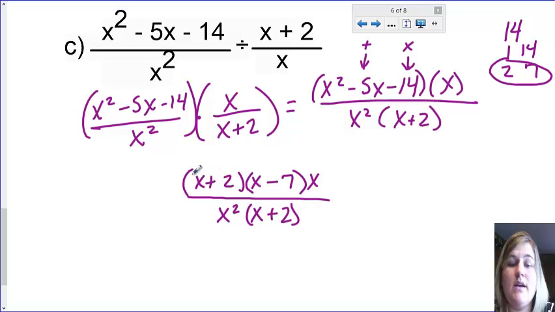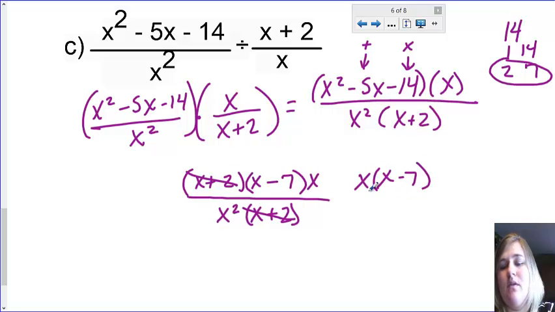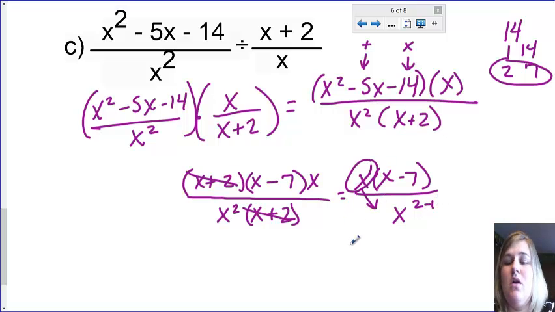So now I see this quantity will cancel with this quantity, so I can write that as x times (x minus 7) over x squared. But I still have these that I can reduce. This is x to the first. I'm going to take it and move it down, subtract it from that 2, so I'm left with x minus 7 over x to the 2 minus 1, which is just x. Final answer.